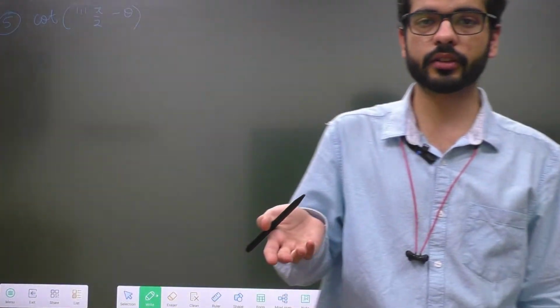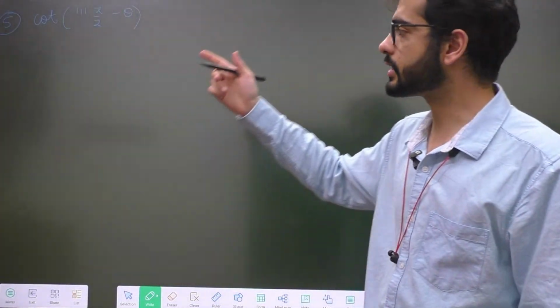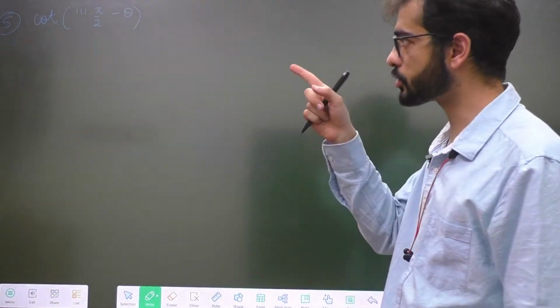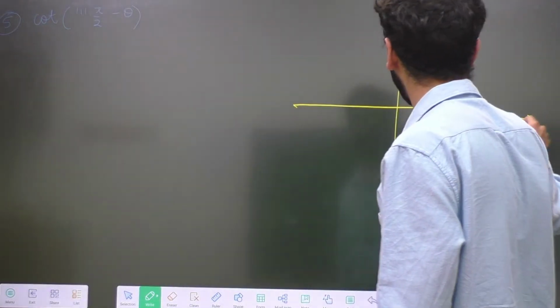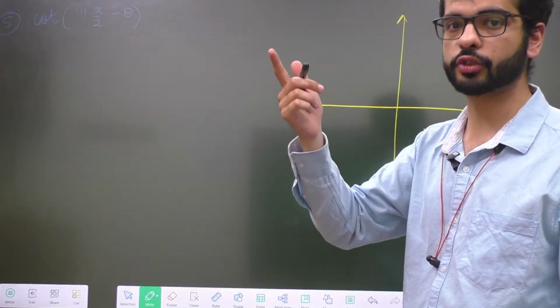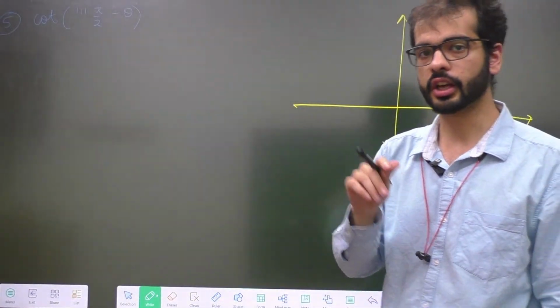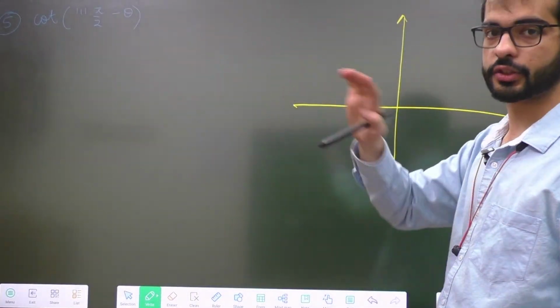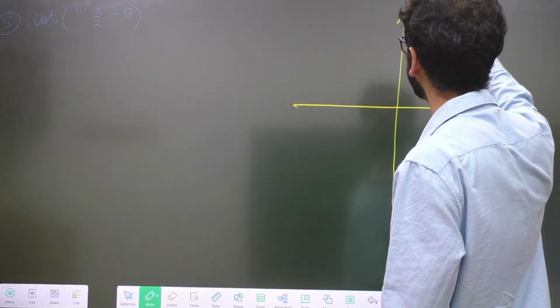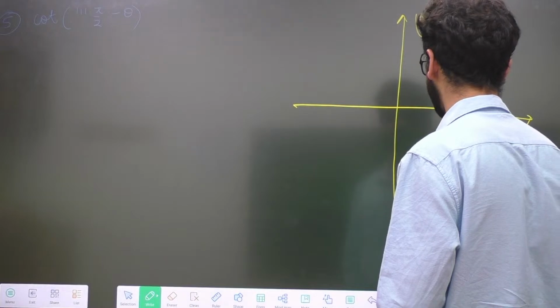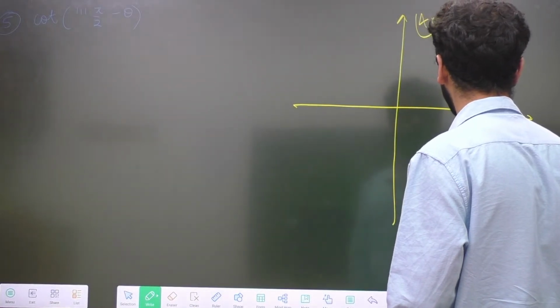Okay, now I have cot of 111 pi by 2 minus theta. If I want to solve this, let's observe 111 cannot be divided by 2. It will come in decimal, that is the same thing as a fraction. Since I cannot remove the 2 from the denominator, I'll have to say that this is a multiple of pi by 2. And as we discussed in the previous lectures, for any multiple of pi by 2, if the denominator 2 cannot be removed, then it will lie on the vertical axis. On the vertical axis, this is 4n plus 1 pi by 2, this is 4n plus 3 pi by 2.